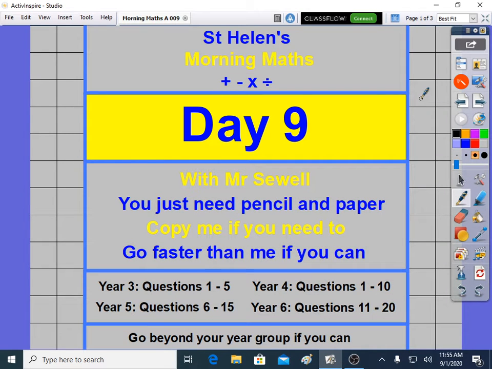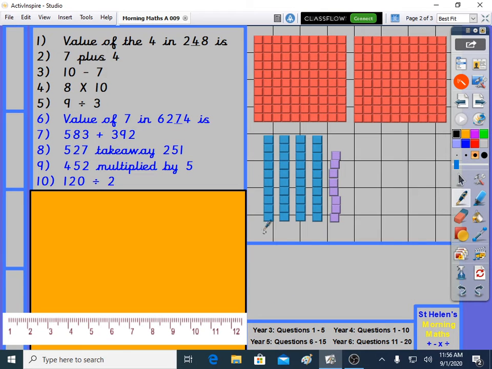We're on day 9 now. Make sure you've got your pencil ready and your paper or your maths book or your morning maths book. Let's get ready to go. Make sure you're ready to start your threes.